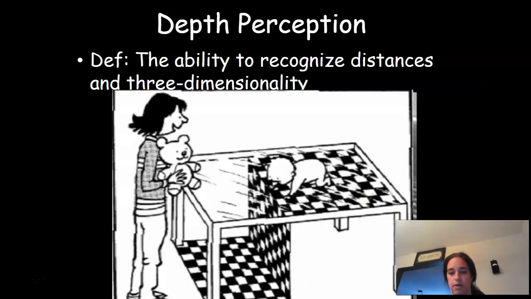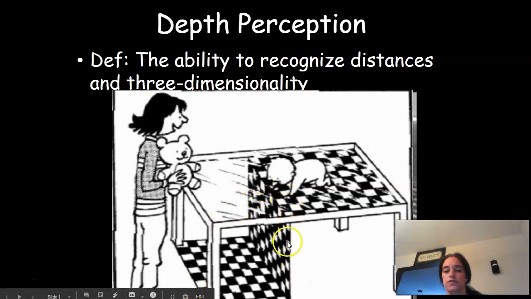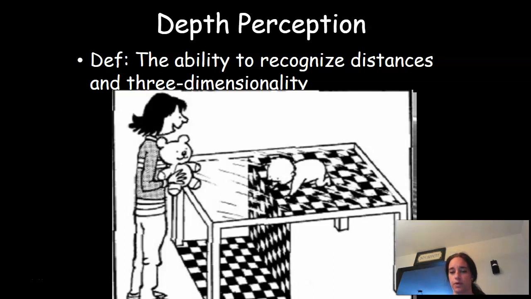So here's kind of a better look at it. They put the infants on this table here, and they had a checkered tablecloth underneath it. And then the table, as you can see, still continues here, but the checkered tablecloth drops off. So an infant looking down would look as though it was going to fall off. And they had the mom over here encouraging the infant to crawl towards her with their favorite stuffed animal or toy or whatever.